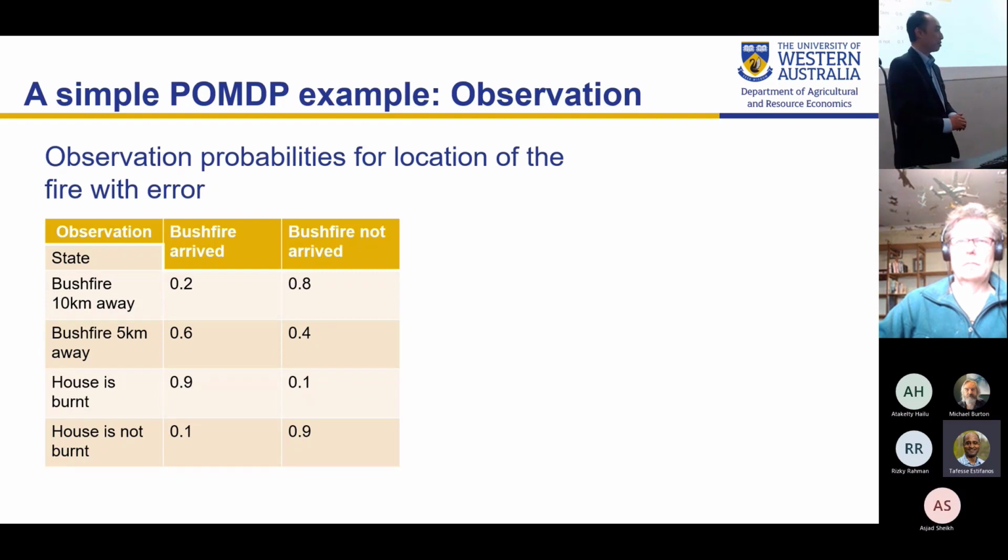Just a quick question there. If the house is burned, it could be 100% because the bushfire is right here, right? That's why you are saying that. But how can that be less than 100%? You're looking at the 0.9 and the 0.1. How could it be 0.1? Bushfire not arrived? It must have arrived. But these are observations given to the agent. At that point, the agent is not 100% sure.